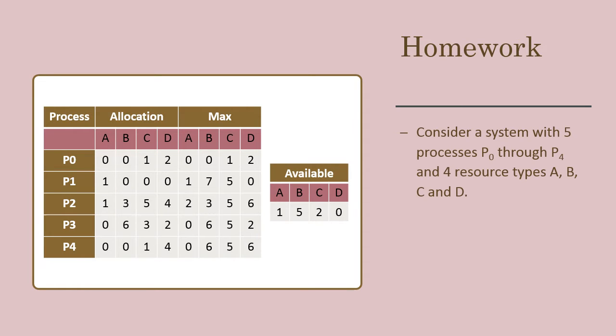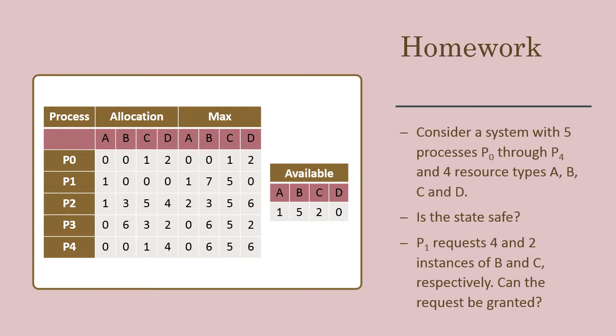Homework. Consider a system with 5 processes P0 through P4 and 4 resource types A, B, C and D. Look at the state that is shown here. I have shown the allocation matrix, the maximum matrix and the available vector. The question is, is the state safe? P1 requests 4 and 2 instances of B and C respectively. Can the request be granted?